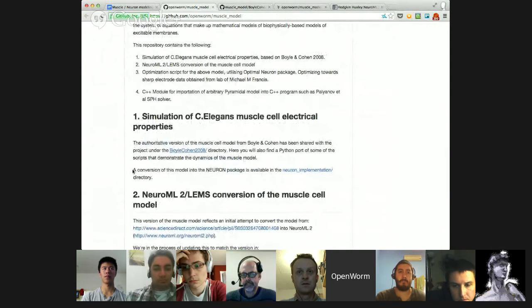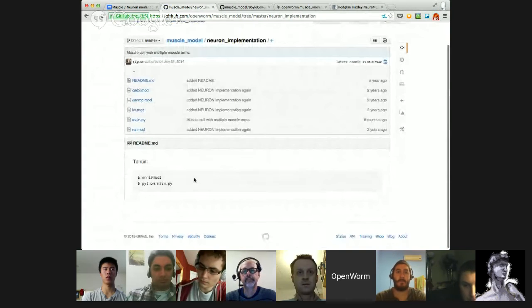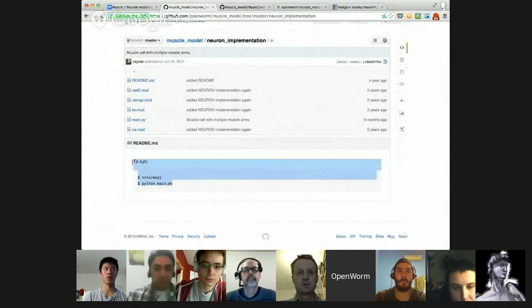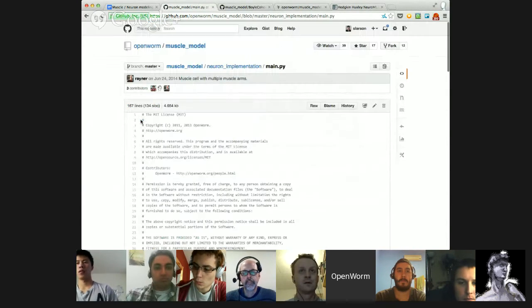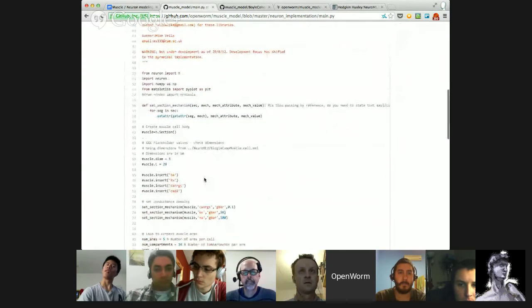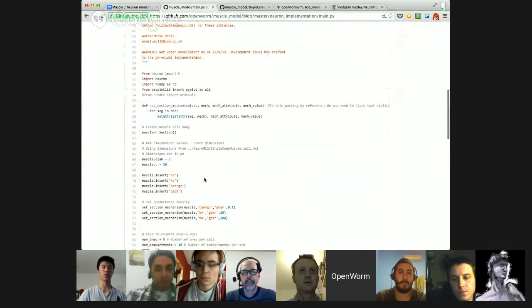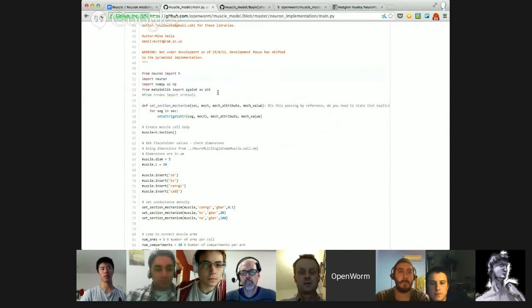Then there's also been a conversion into Neuron, which I haven't written as much about in the README, and I'm also not so sure about the Neuron implementation README. This is still in need of quite a bit of improvement. But basically, this very simple thing was added, I believe, by Mike Vella originally, and although it looks like it's just a Python script, it does use something called Neuron.